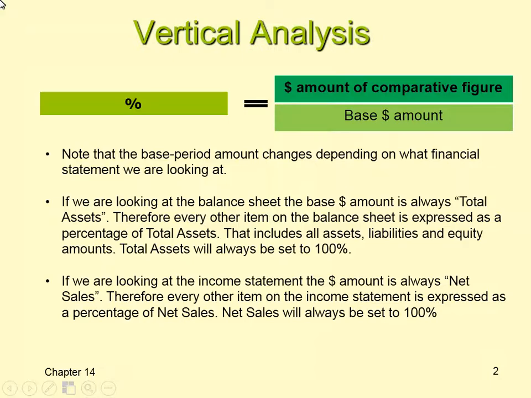So what it is, basically, is vertical, up and down. We're taking a look at a single year of activity. So for example, we could be looking at 2014 and we could be looking at the balance sheet. So what we're going to do is go up and down 2014 and express all of those numbers that are on our balance sheet as a percentage, right?